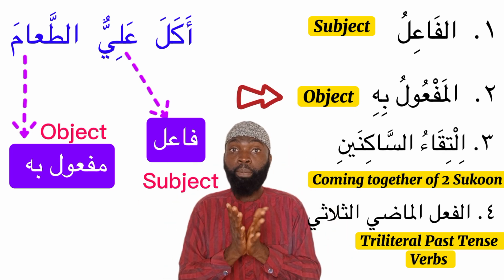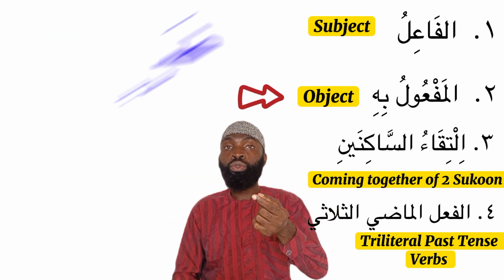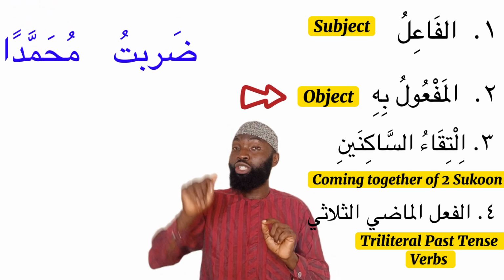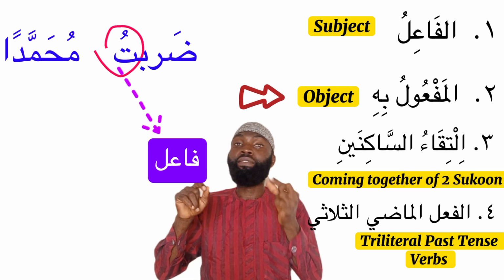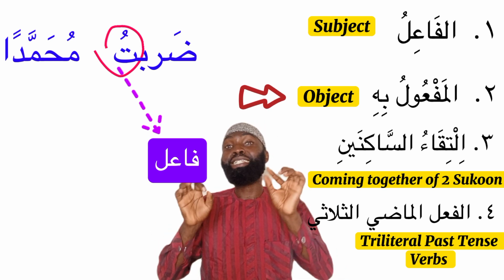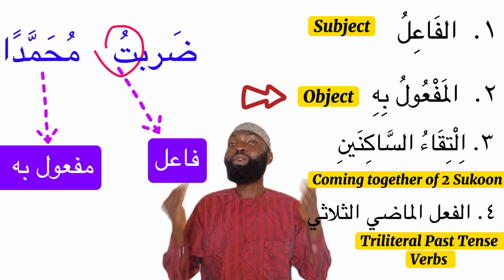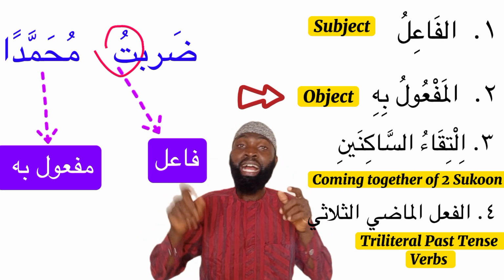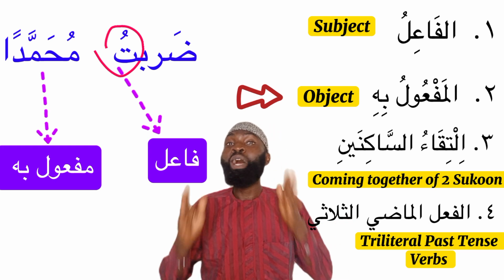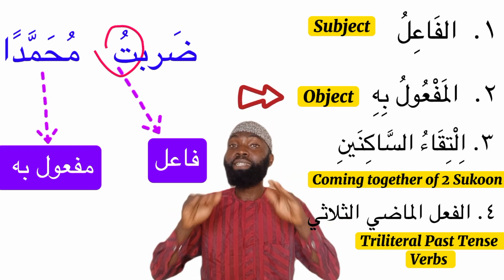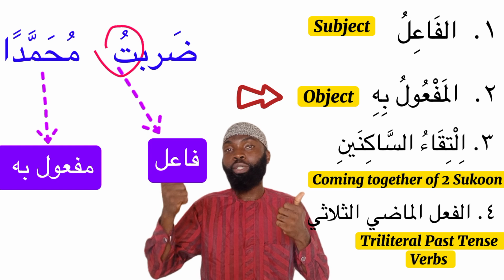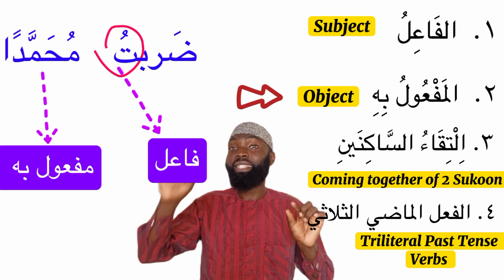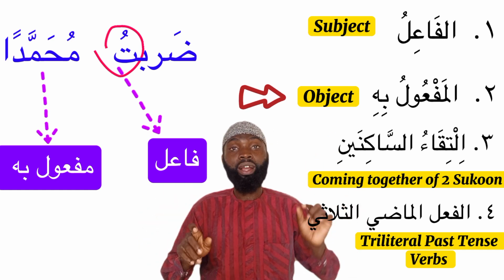When I also brought a sentence where I said Darabtu Muhammadan, I beat Muhammad. Here you can see that the ta is what indicates the performer of the action, while Muhammadan is coming as the maf'ulun bihi. When you recite the Quran, you come across a lot of nouns that will come sometimes with dhamma, and some other times they will come with fatha. With this, you will now understand that these nouns are majorly coming as the subject of the sentence or the object of the sentence, and an indication is that the subject of the sentence will carry dhamma while the object will carry fatha.